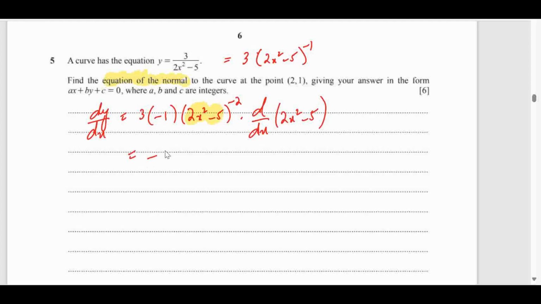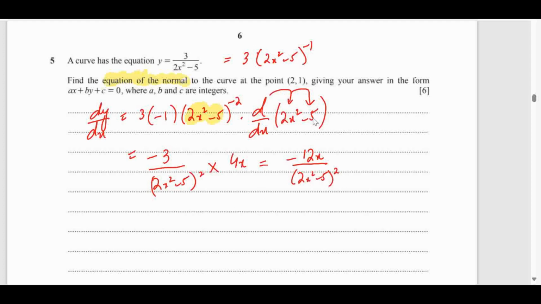Now this will be −3 divided by (2x² − 5)² multiplied by, if we differentiate it, 4x, because the derivative of 2x² is 4x and the derivative of −5 will be 0. And now if we write it further, the gradient will be −12x divided by (2x² − 5)².